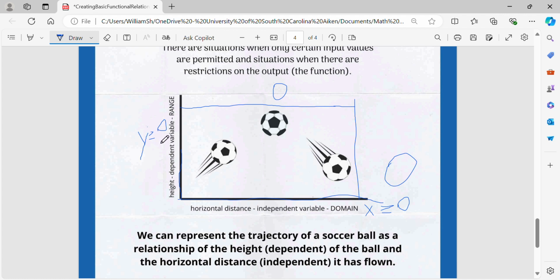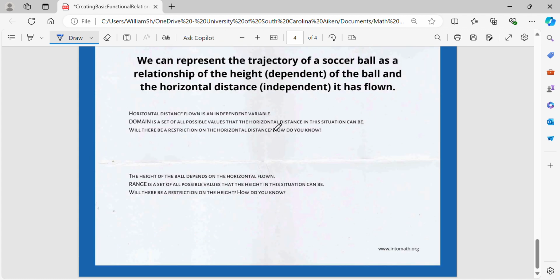It is possible to not kick the ball at all. That's why I'm leaving a 0 value there. But it's also possible to kick it a really long ways. We don't know what necessarily those upper limits are. We definitely know we can't go lower than 0. So you have to think about the domain and range on some of these functions, especially practical ones. That is definitely something we cover in the Math 108 at USC Aiken that you will need to be prepared to review some different scenarios, right?